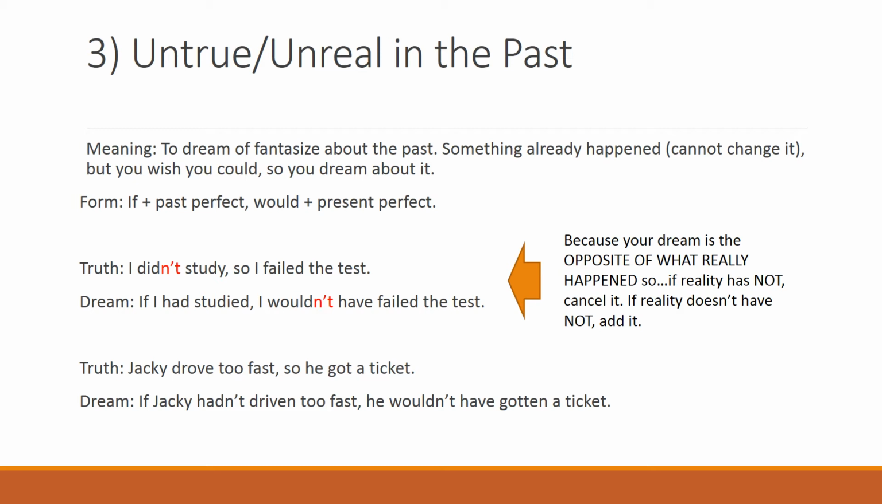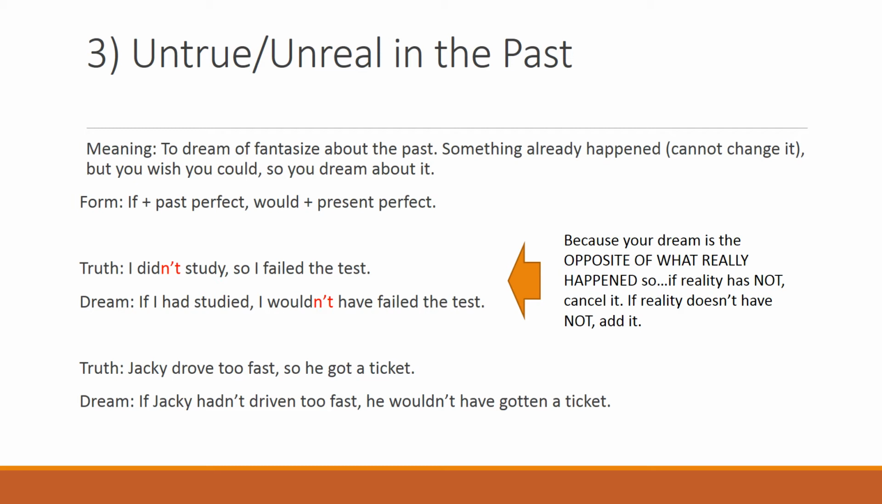Now, another sentence here as an example. Jackie drove too fast, so he got a ticket. Now, of course, that's unfortunate and you don't want that to happen, so Jackie now is dreaming. If Jackie hadn't driven too fast, he wouldn't have gotten a ticket.